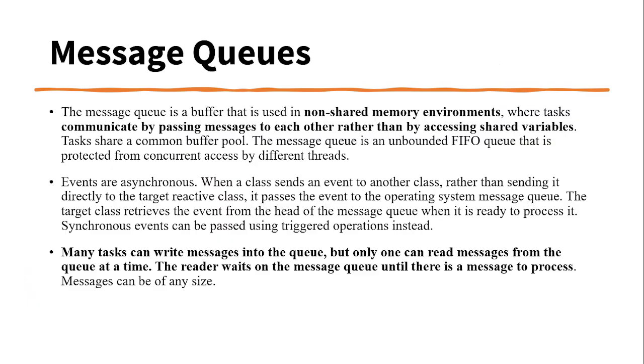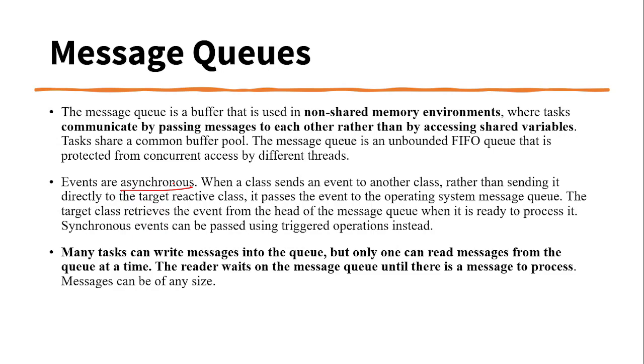Now, this is the explanation. The message queue is a buffer that is used in a non-shared memory environment, where tasks communicate by passing messages to each other rather than by accessing shared variables. So events are asynchronous in this case. Asynchronous means when a class sends an event to another class, rather than sending it directly to the target class, it passes the event to the message queue, the OS message queue. The target class retrieves the event from the head of the message queue when it is ready to process it.